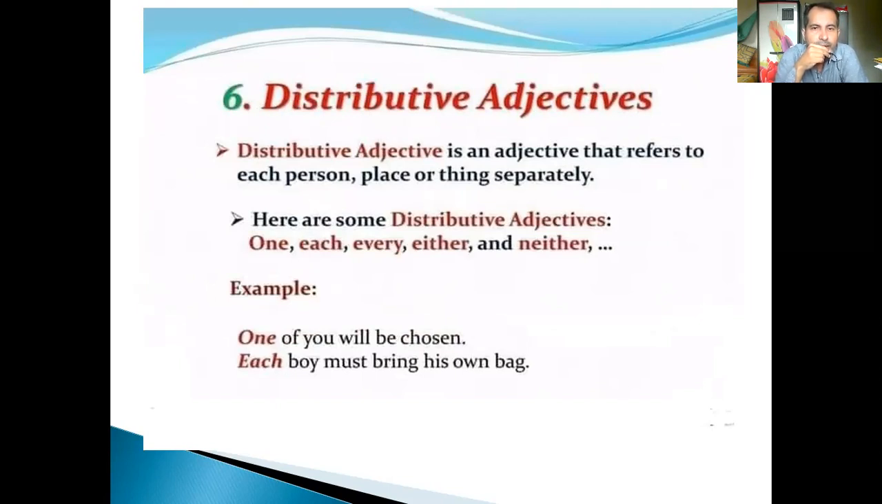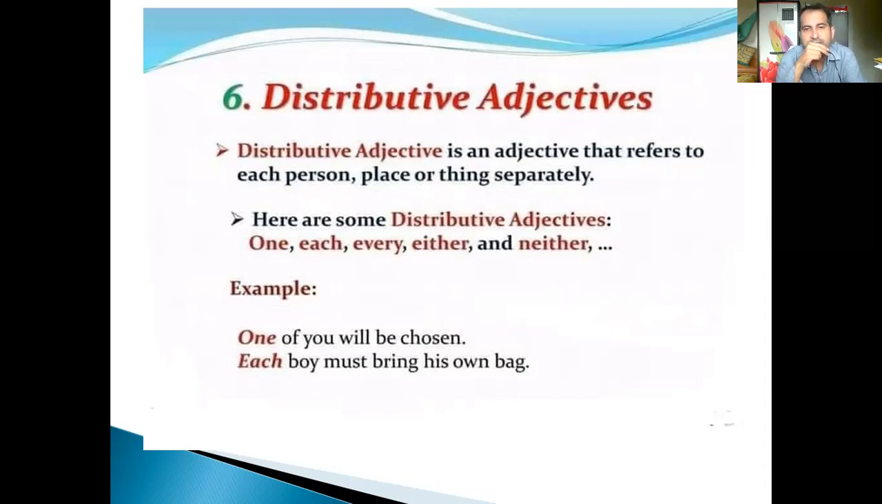How we use one or each. Each means each boy, particularly and separately. Suppose, for example, if I say each boy was present in the class, that means each boy, not all the boys, each boy was present, or each boy will be given 5 taka. So that means person by person, person to person, 5 taka will be distributed. So this is the use of each.